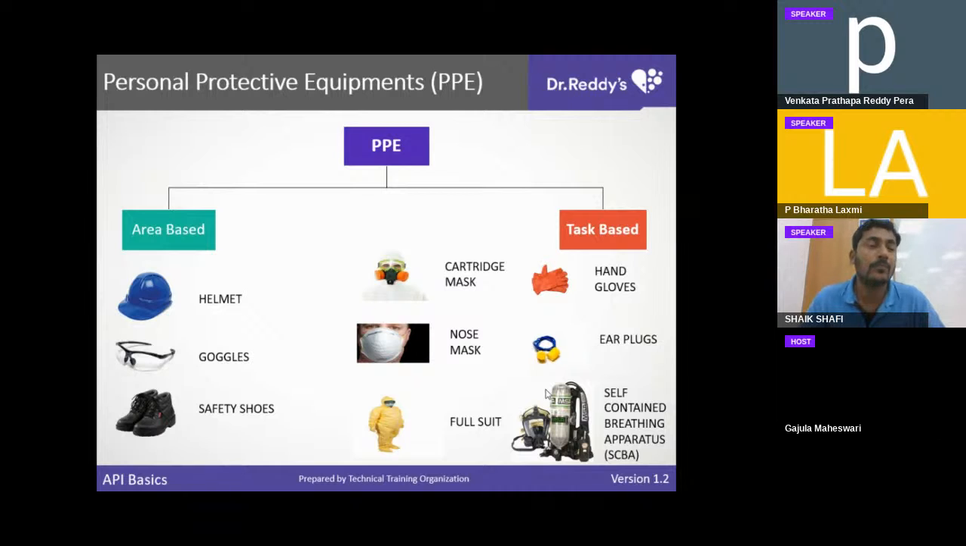Clear? Oh, yeah. Yeah, proceed, Maheshwari.